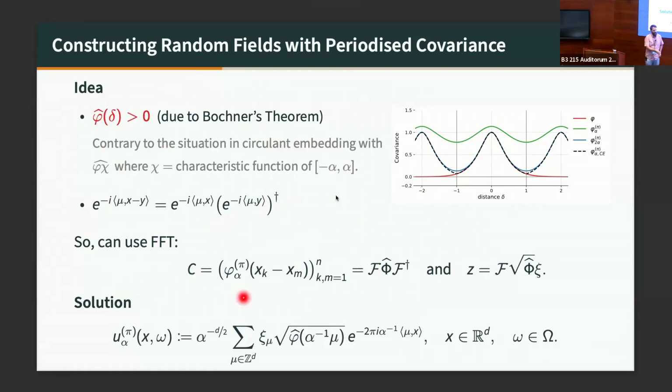So now, with our approximate covariance function, phi alpha periodic, we can use a Fourier transform, which is efficient, which is n log n. And we can now define our random field simply as the field given here, which is the expansion on the lattice with the Fourier coefficients coming from this periodized covariance function.